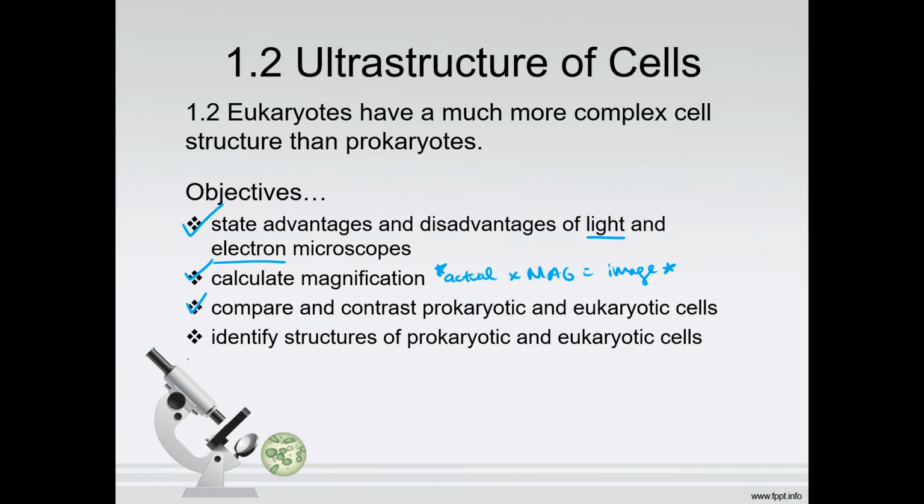Compared and contrast prokaryotic cells and eukaryotic cells. Pro rhymes with no nucleus. Eu rhymes with do, have a nucleus. We talked about some of the structures that are in prokaryotes and eukaryotes. And that, my friends, is the end of today's lecture. Good work.